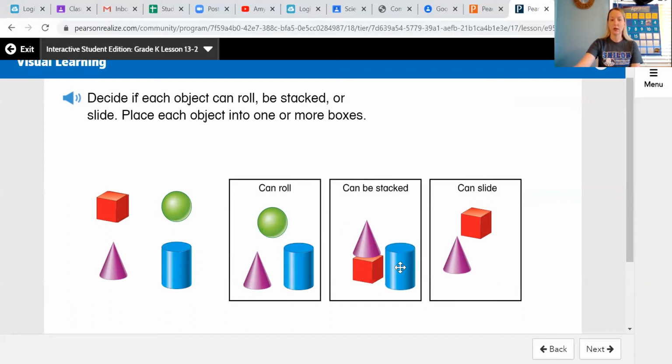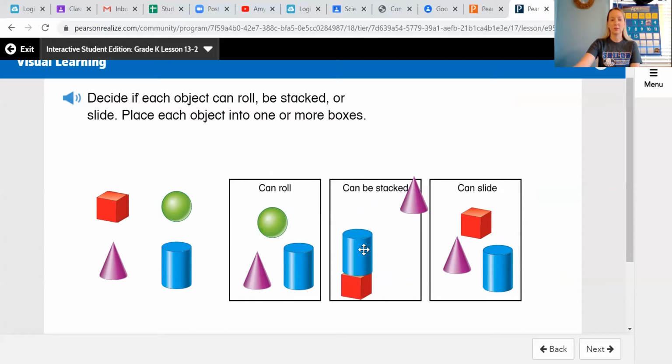It sure does. So we can put it right in here and can be stacked. Can it slide? Does a cylinder have a flat edge to slide on? It sure does. So we're going to put it right here. Now, if you look at this right here, we could stack the cylinder on top of the cube and the cone on top of the cylinder. See how they all fit so nicely?